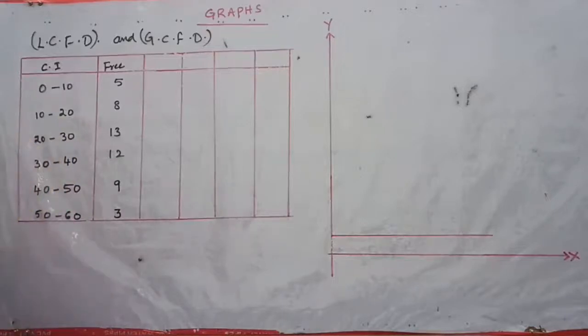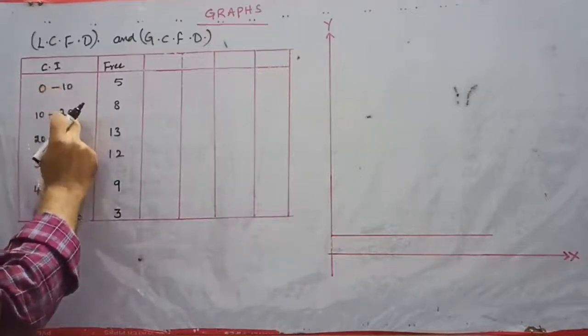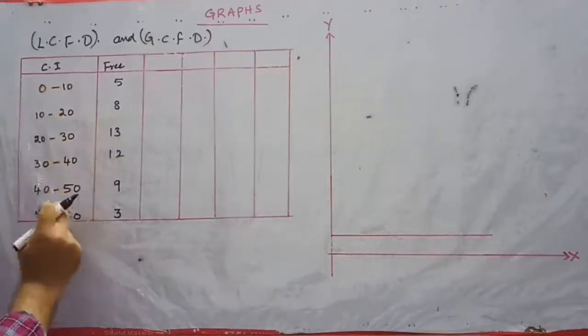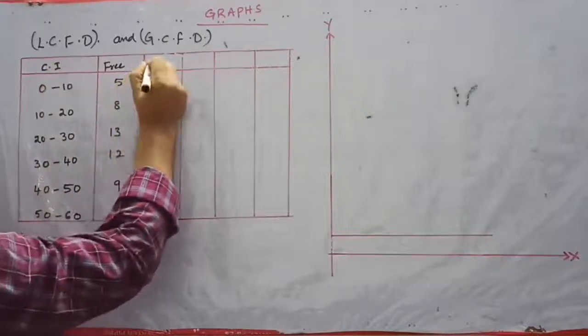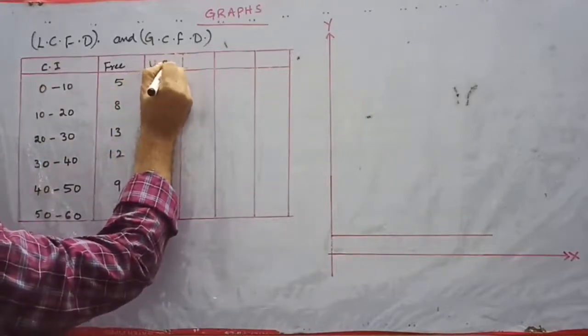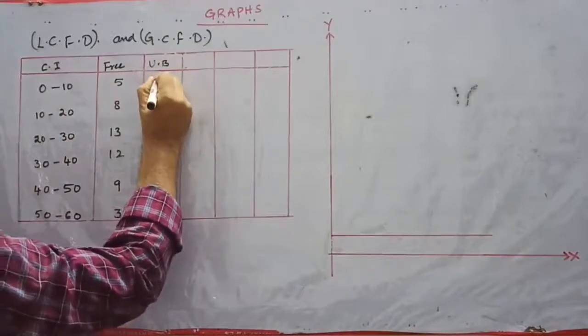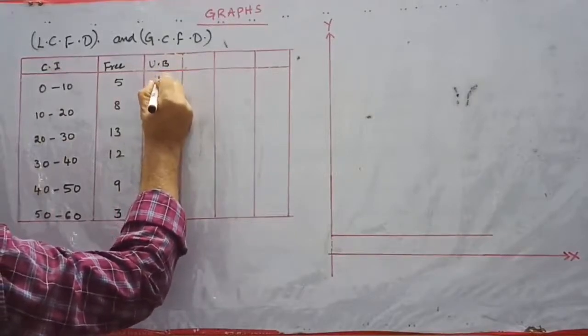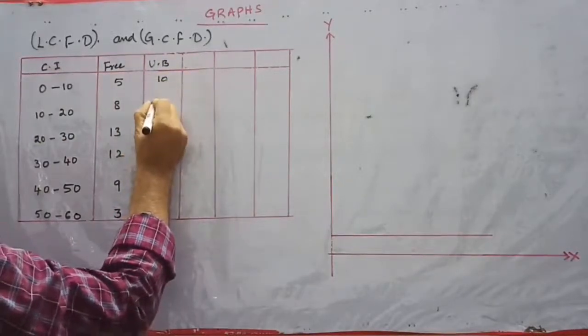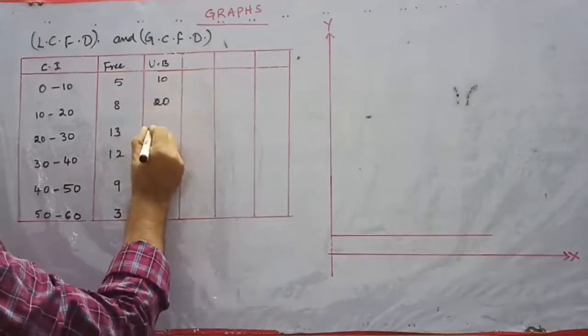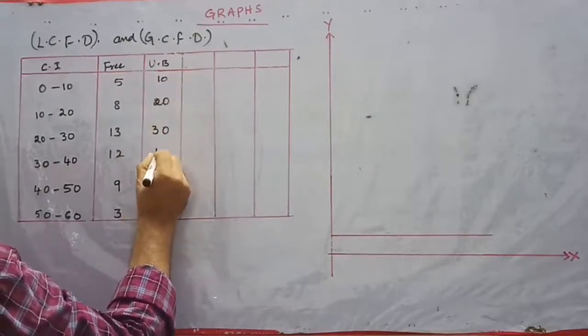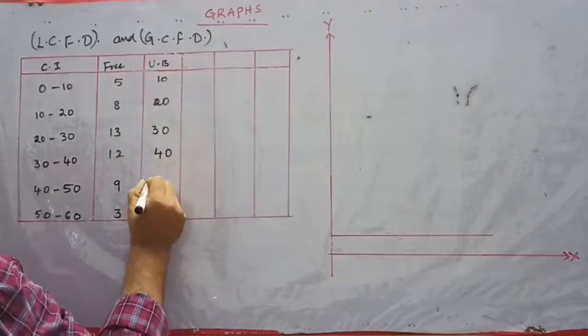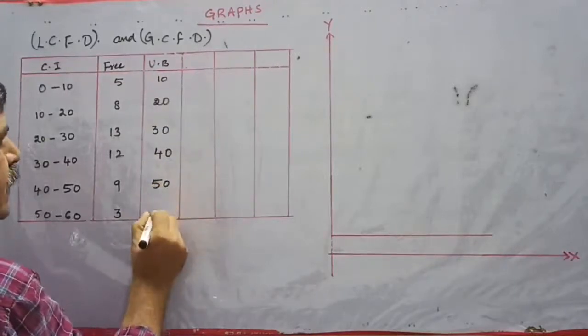Now, to draw the less than cumulative frequency distribution, we must find upper boundaries. So what are the upper boundaries here? 10, 20, 30, 40, 50, 60. These are the upper boundaries.